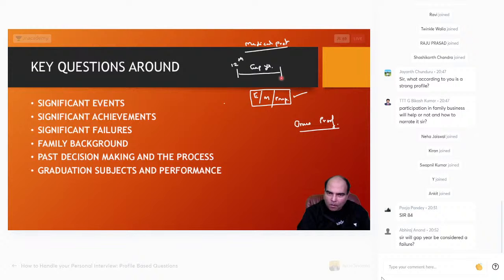So gap year is not a failure, it is a decision you took. Don't think about the gap year as a failure. It's a decision you took, and that decision you have to live with. You're ready to live with it. Accept it. Right? Accept a mistake, but be truthful.